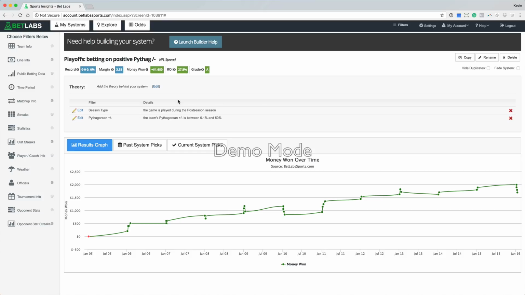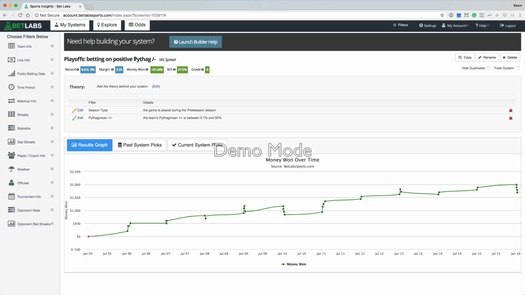I won't go over the full demonstration as I've done that in past videos, but you can create systems here. This is one of the systems I have pulled up. You can also copy other people's systems over. This, I believe I copied over from someone, if I can remember correctly. So it's NFL playoffs, and it's betting on positive Pythagorean theorem.